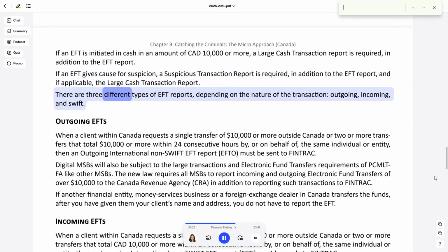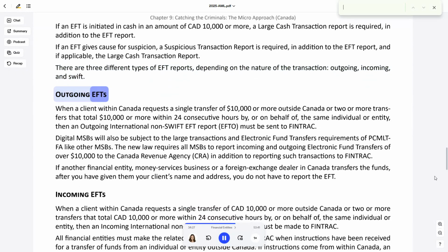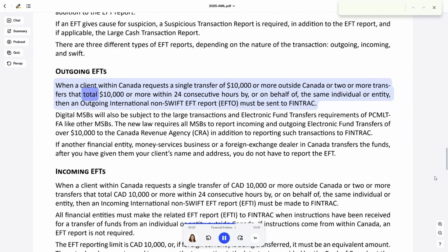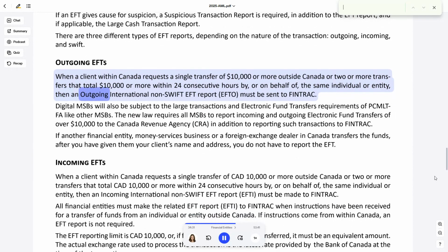There are 3 different types of EFT reports, depending on the nature of the transaction: outgoing, incoming, and SWIFT. Outgoing EFTs. When a client within Canada requests a single transfer of $10,000 or more outside Canada, or 2 or more transfers that total $10,000 or more within 24 consecutive hours by, or on behalf of, the same individual or entity, then an outgoing international non-SWIFT EFT report (EFTO) must be sent to FINTRAC.